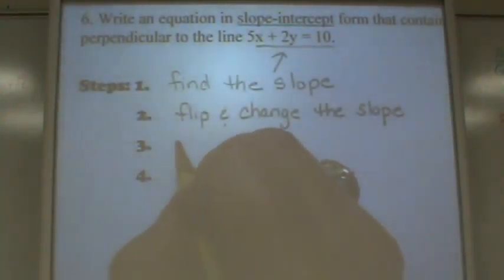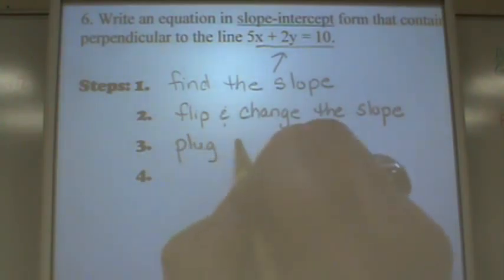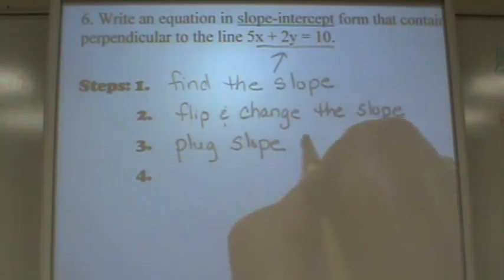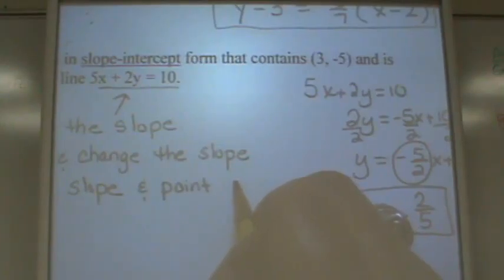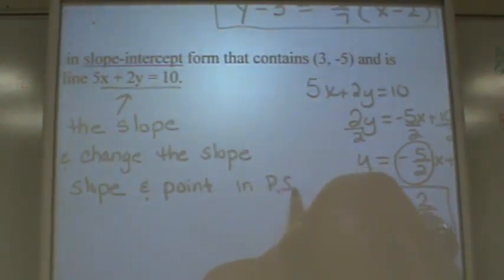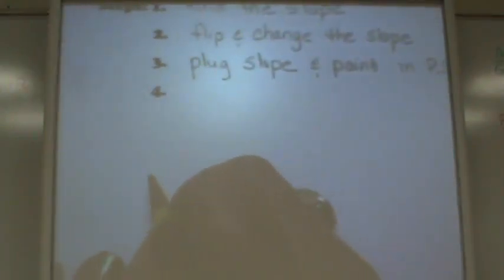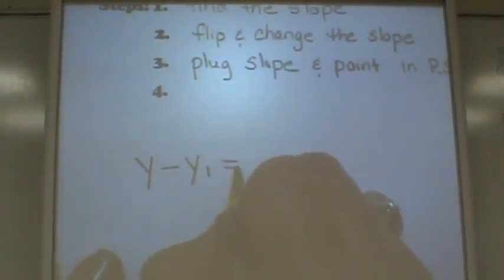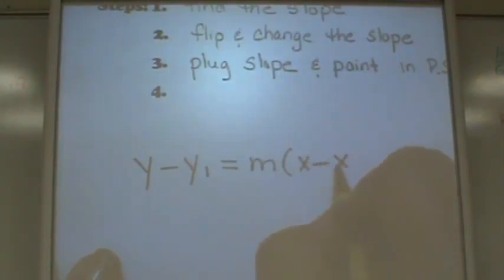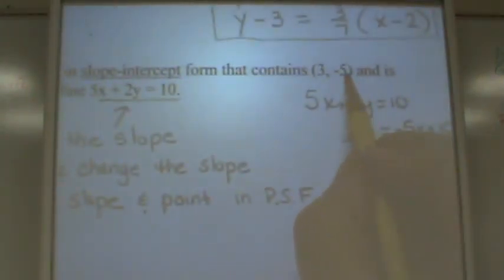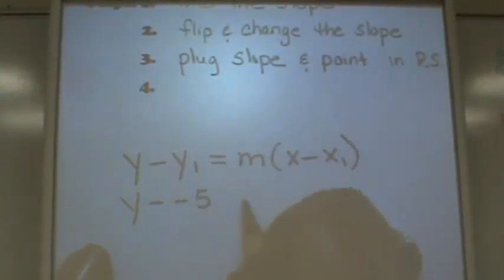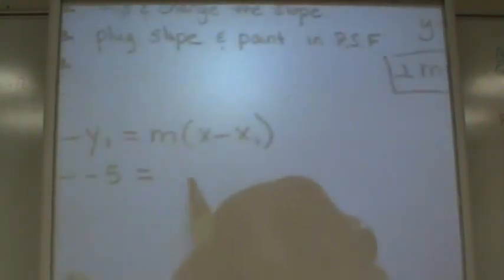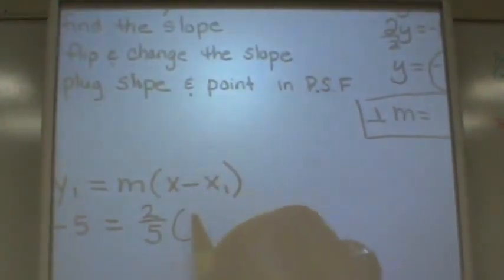So now you're going to plug that slope and that point, the point is 3, -5, into point slope form. Okay, so let's do that. So we have y minus y1. This is your point slope. So we have -5 goes in for y1. So it's a -5. Our slope is 2/5, and our x value is 3. So that 3 goes here, x minus 3.